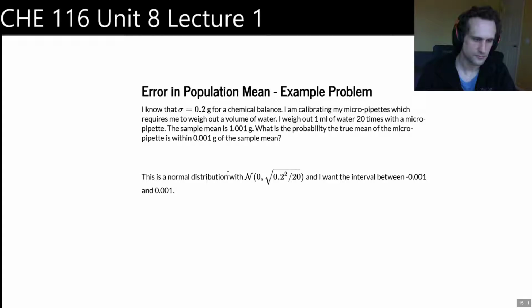To turn this into a mathematical statement, I'm saying this is normally distributed with this expression here, and this is the standard error. I gave the standard deviation, so it's 0.2 over the square root of 20. I just wrote it in a funny way. I want to know the probability that the distance between the 1.001 and the true population mean, which secretly I know is 1 gram, falls within 0.001 grams. So I want the interval between minus 0.001 and 0.001.